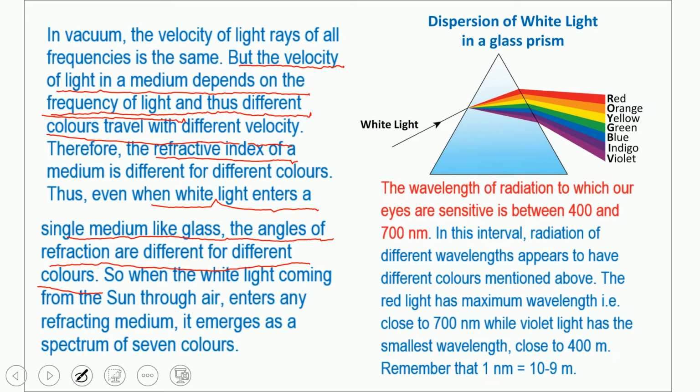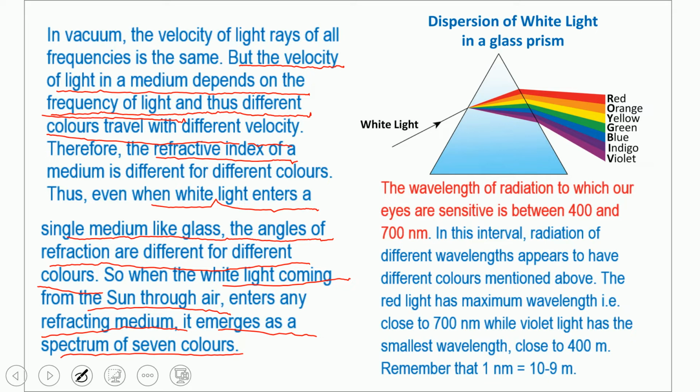So when the white light coming from the sun through the air enters any refractive medium, it emerges as a spectrum of 7 colors. Normally, when the light is coming through the atmosphere, at that time only it starts to divide into the spectra. Because in the atmosphere there is air, and a lot of small particles are there.